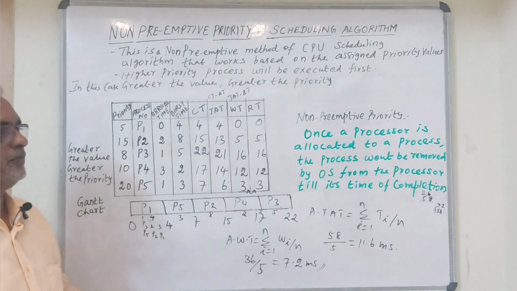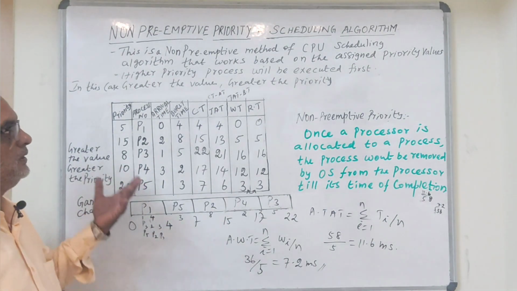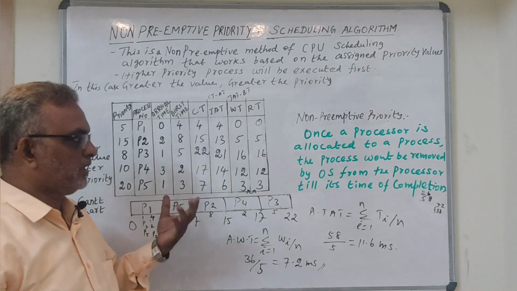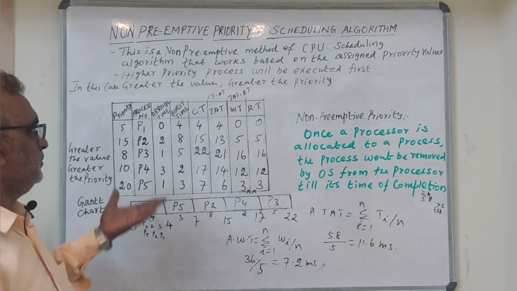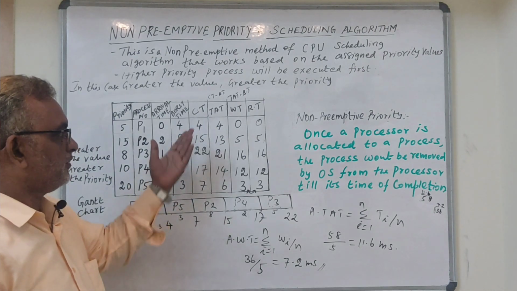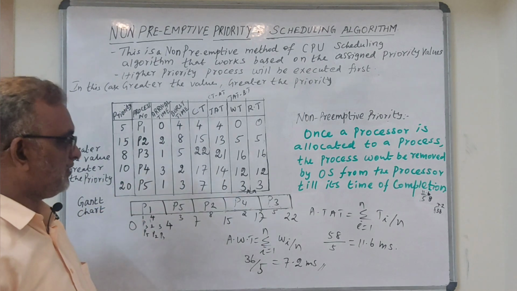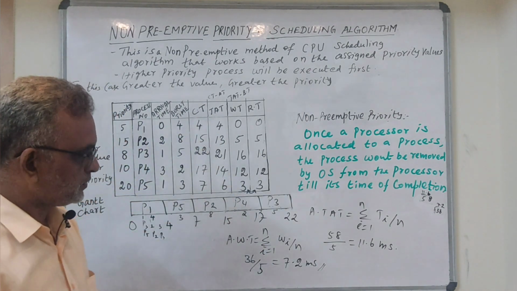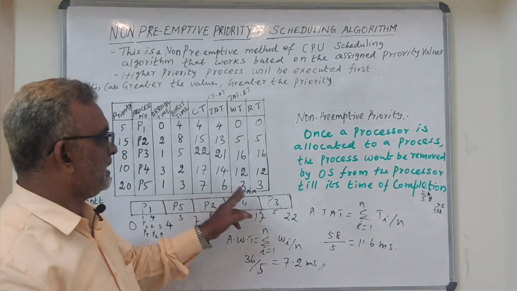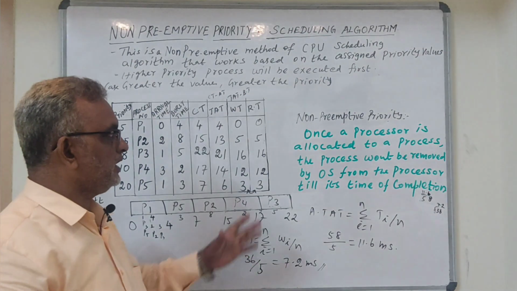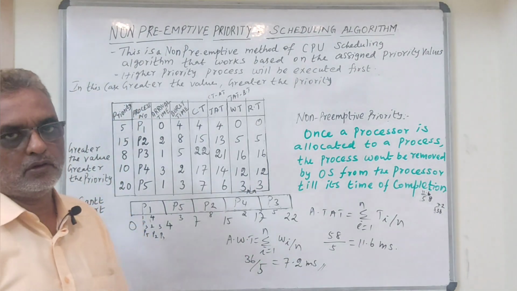I hope you understood the non-preemptive priority scheduling algorithm, how to calculate the turnaround time for the given problem, and from that how to calculate the average turnaround time, average waiting time, and the response time. Both the response time and the waiting time are normally equal in the case of non-preemptive algorithms.